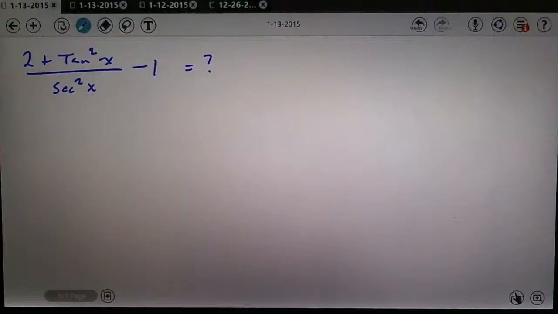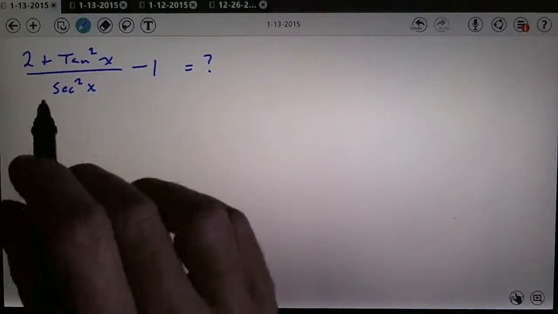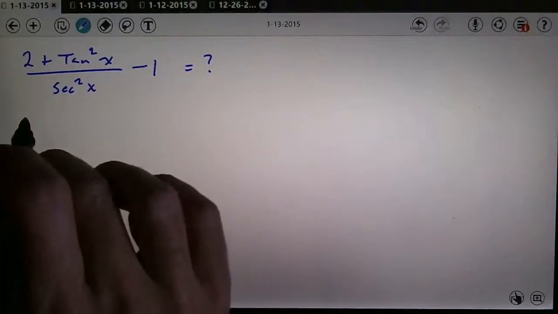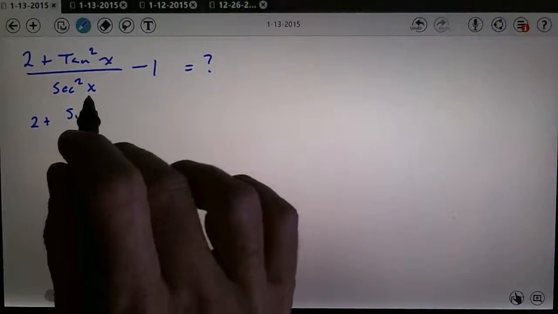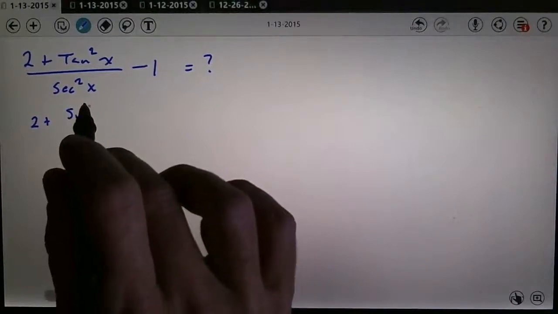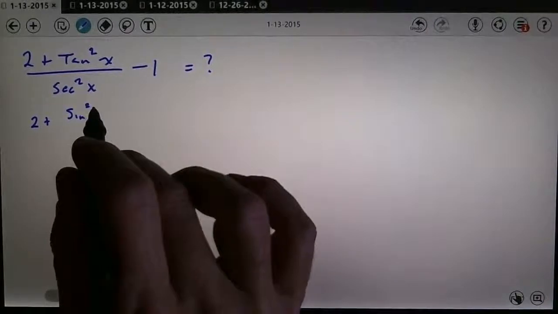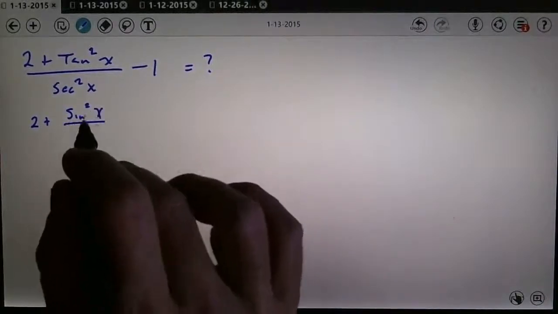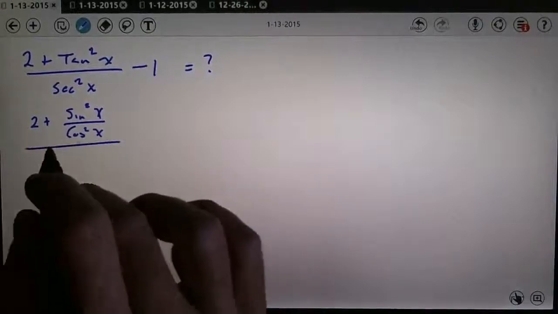I'm going to solve this problem a couple of different ways. The first is, as suggested, using sines and cosines. So I'm going to rewrite this as 2 plus the tangent of x, which is the sine of x over the cosine of x. So tangent squared is the square of that. But when you square a fraction, you just square the numerator and you square the denominator. So that turns into this.